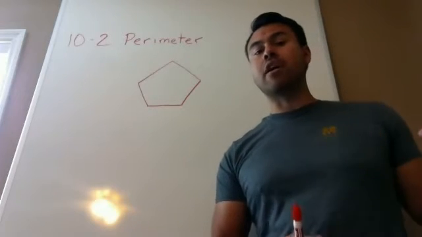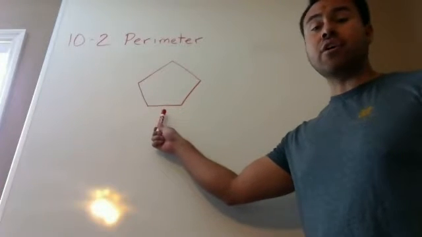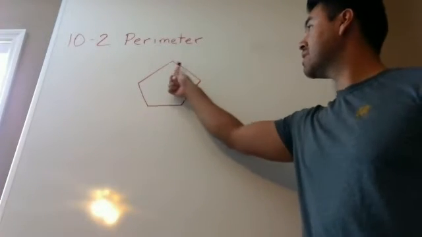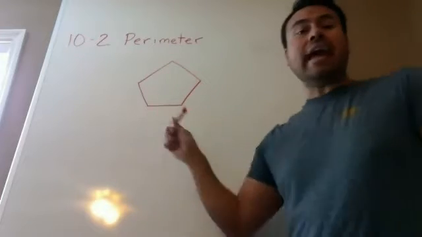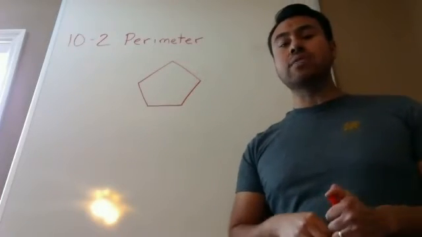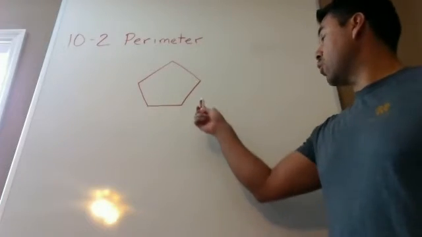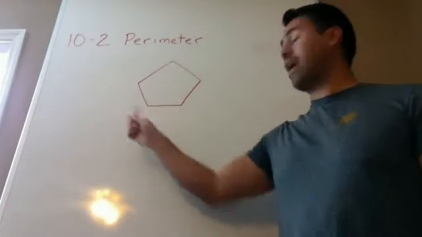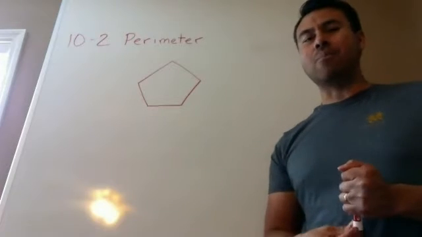So we talked about polygons in chapter 9. A polygon is a closed figure made up of line segments connected at vertices, and all of them contain interior angles, and we talked a little bit about the exterior angles. But here's your regular pentagon. I know it's not regular, but it's as close as I can get on the board.